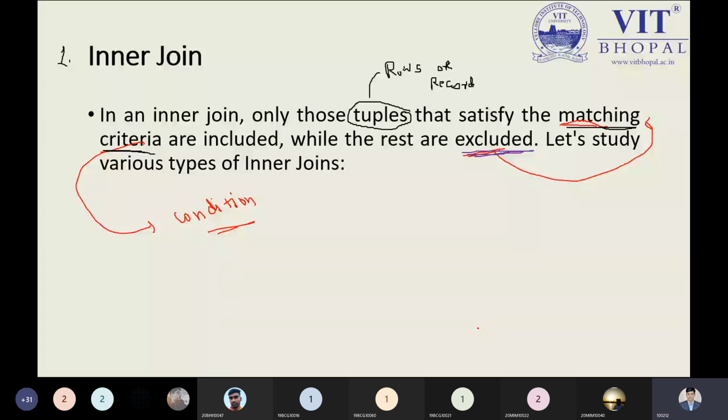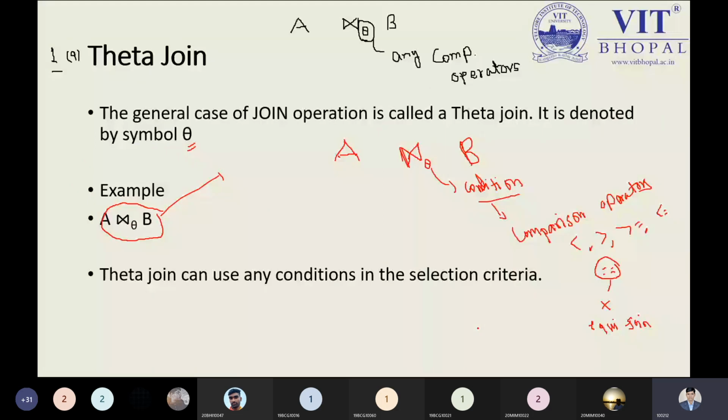After this, first we have the theta join. Theta join is basically a kind of inner join in which the condition is denoted by theta, and this theta will be transformed into a condition. So let me explain the notation. In the notation you will be able to see what we are using: A theta join B. I'm just drawing it once again over here.